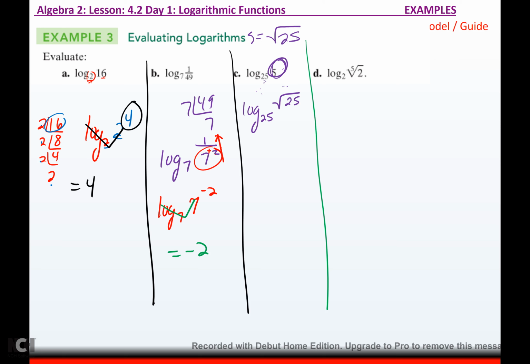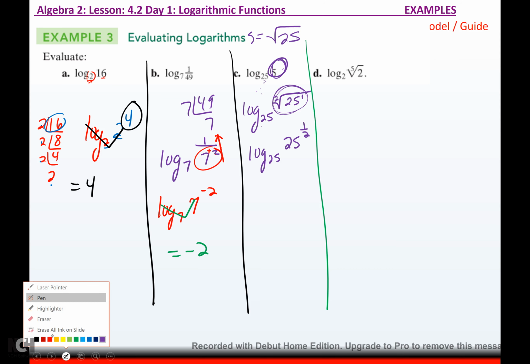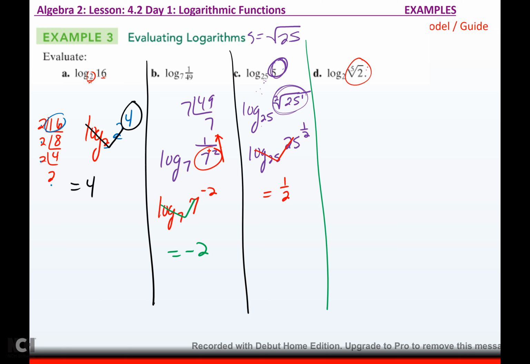Now, the thing of it is, these have to match. This is a square root, this isn't. So get out of the radical, which would be 25 to the 1/2. 1 is the numerator, 2 is the denominator. And now they match, so I can cancel, and my answer is 1/2. Again, here, the trick is to get out of the radical.